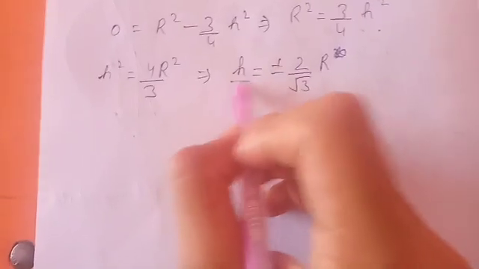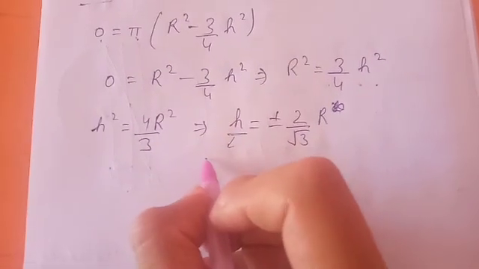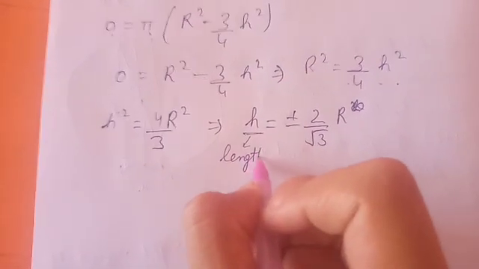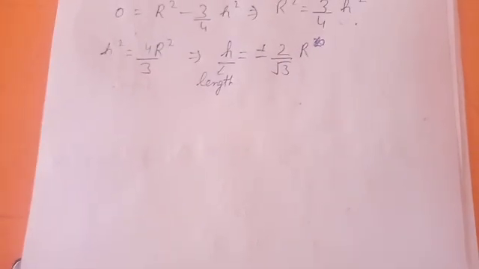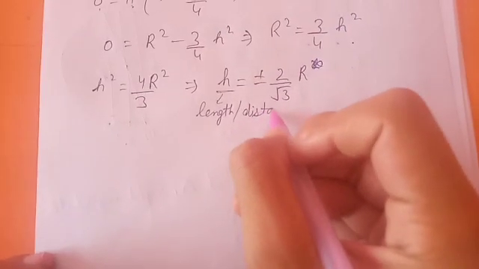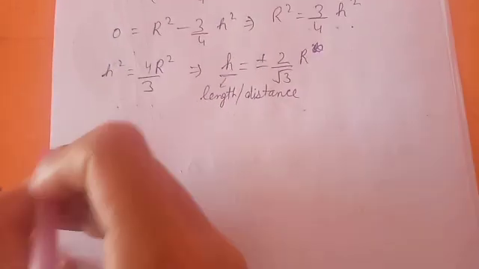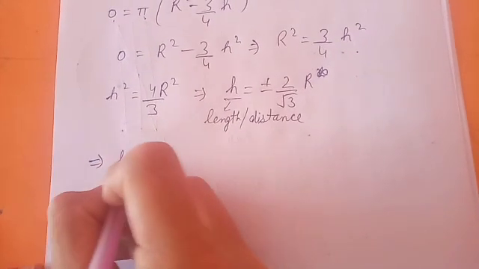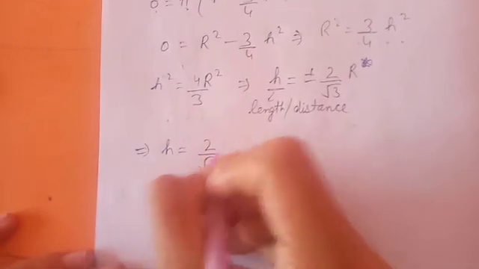But here h is a length, means it is height, used to define some length, or you can say distance, and distance cannot be negative. So from here we get h is equal to 2r by root 3.